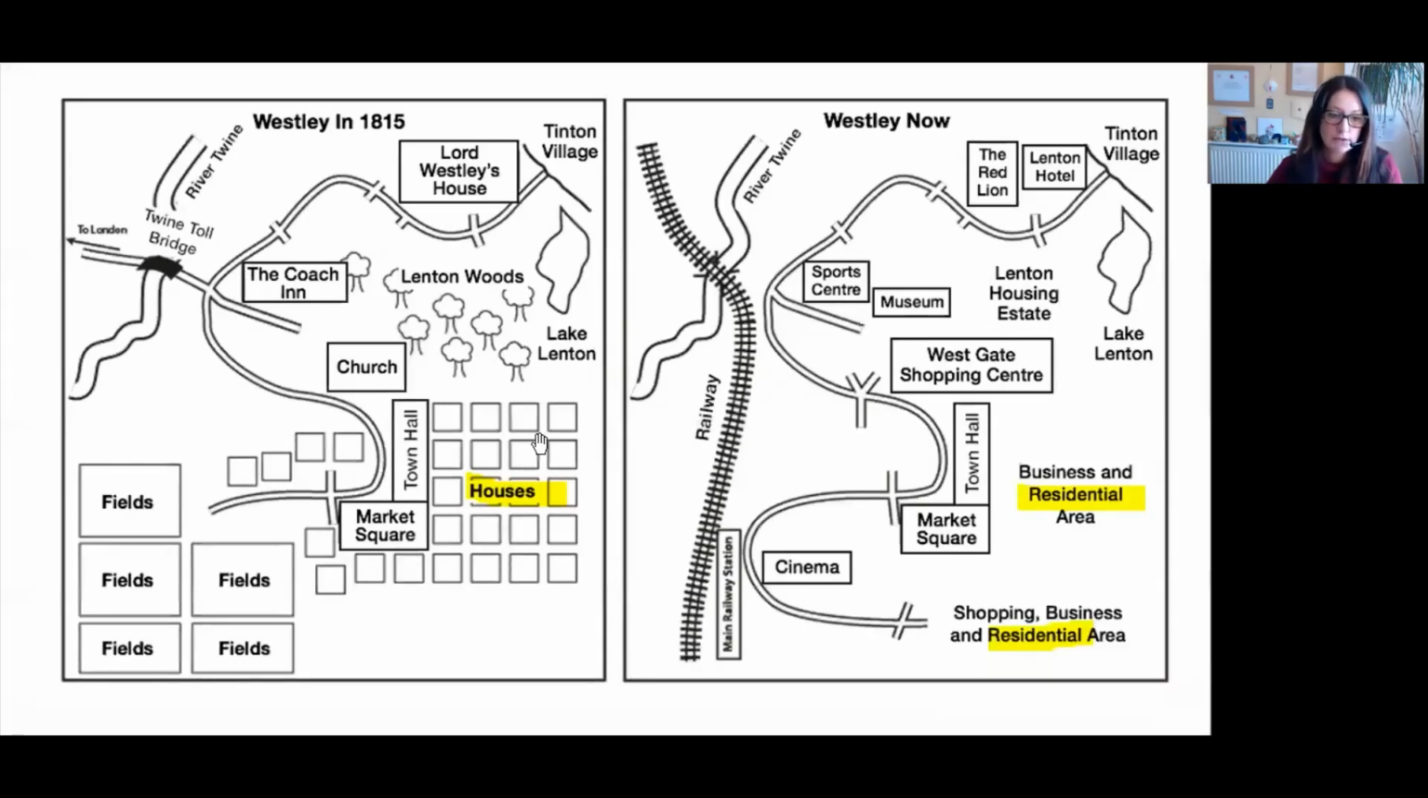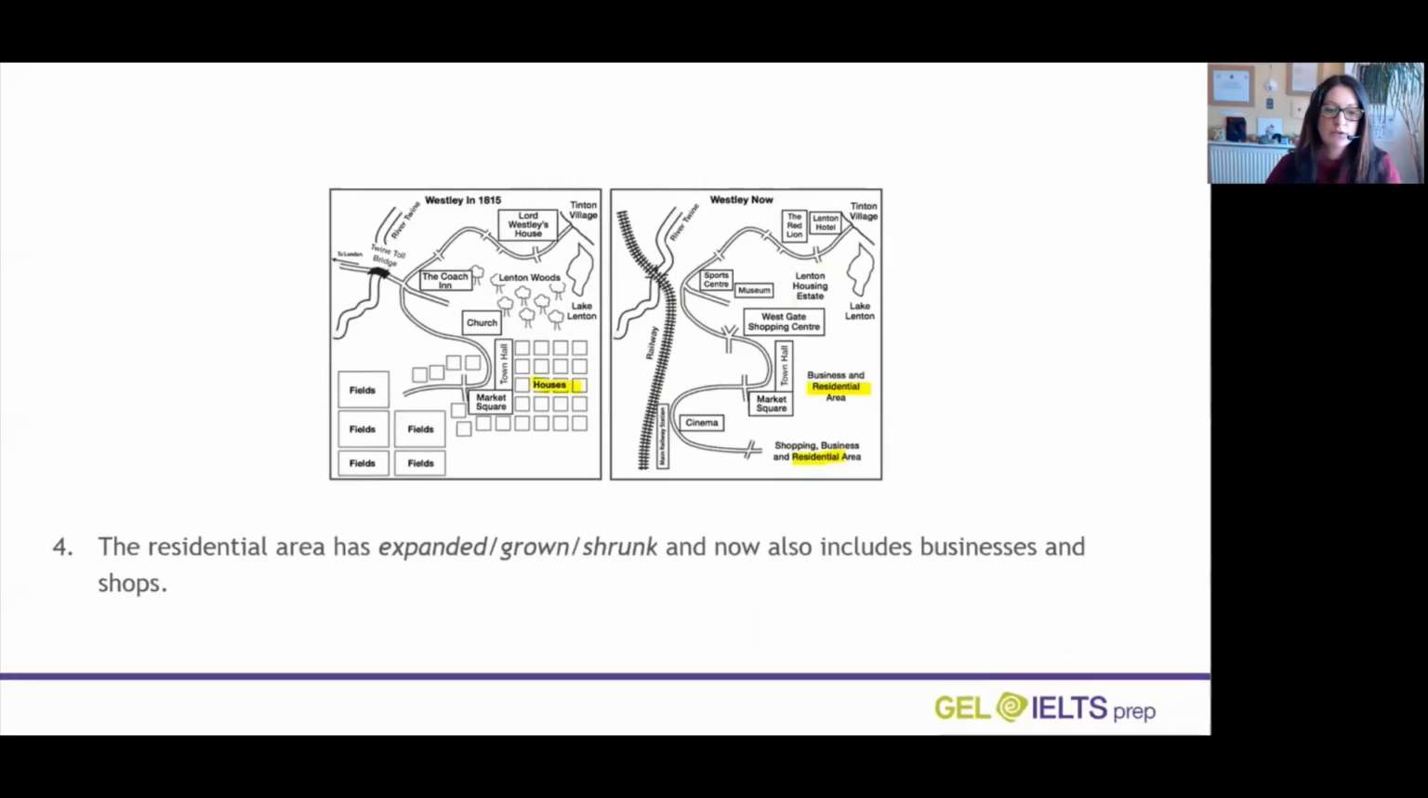There we had the residential area before. Now we have residential area and the residential area here. So look at those differences. What's changed? And if we zoom out again, the residential area has expanded, grown or shrunk, and now also includes businesses and shops. Have a look at the next question below this video and choose the correct answer.